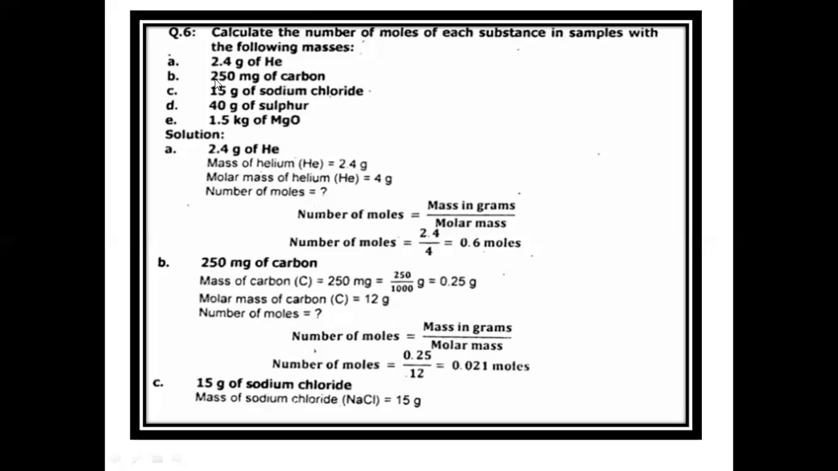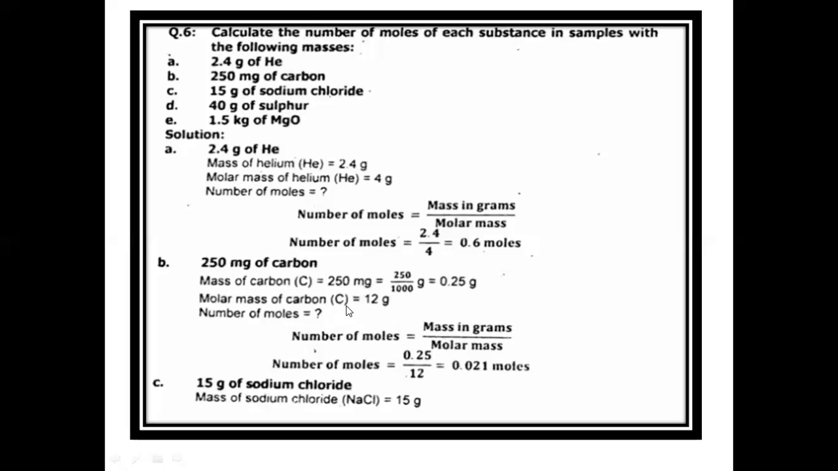Part B, there is a little bit of difference. The mass mentioned is in milligrams: 250 milligrams of carbon. So first we have to convert the milligrams into grams, because the formula needs mass in grams. How can we convert milligrams into grams? Dividing by 1000. So 250 by 1000 will give us 0.25 grams.